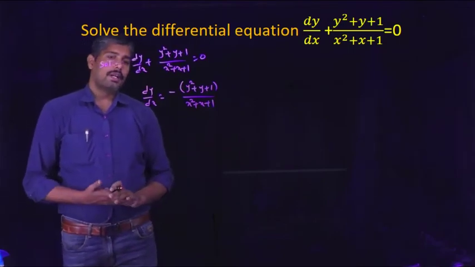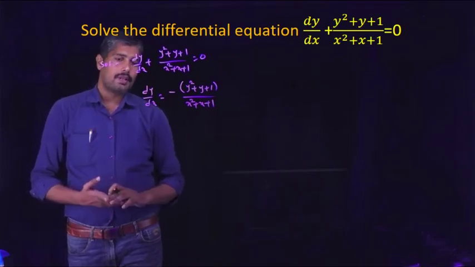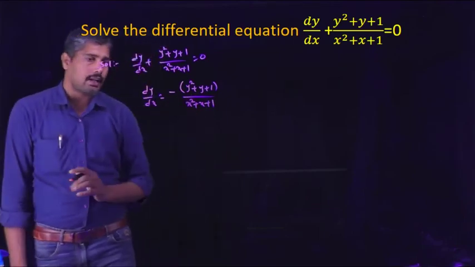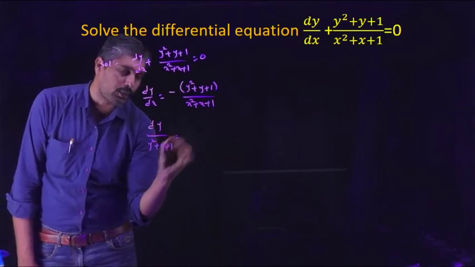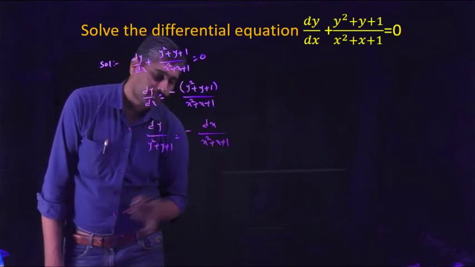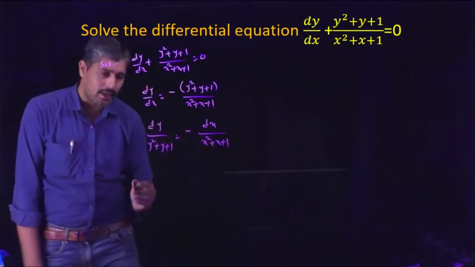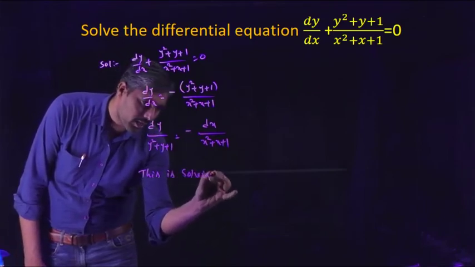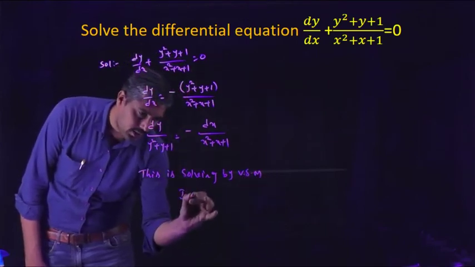Definitely dy is in the numerator, so we take the y terms, and dx we put in the numerator. That's why I take the left side. That is dy by (y square plus y plus 1) equal to minus dx by (x square plus x plus 1). Definitely this is the variable separable method. This is solved by the variable separable method, integrating on both sides.